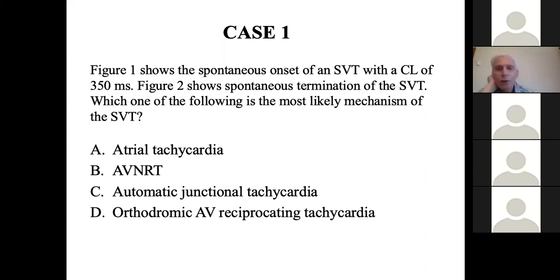So figure one shows the spontaneous onset of an SVT with a cycle length of 350 milliseconds. Figure two shows spontaneous termination of the SVT. And which one of the following is the most likely mechanism?